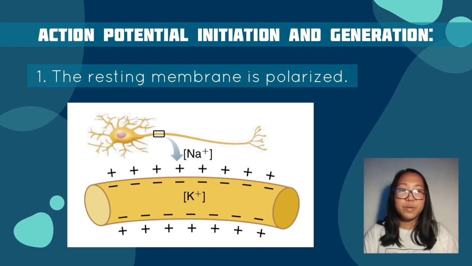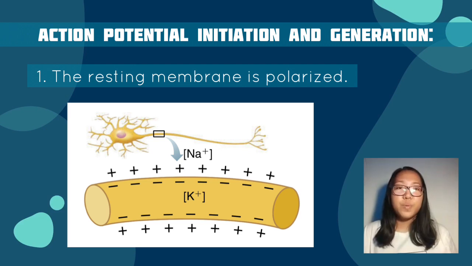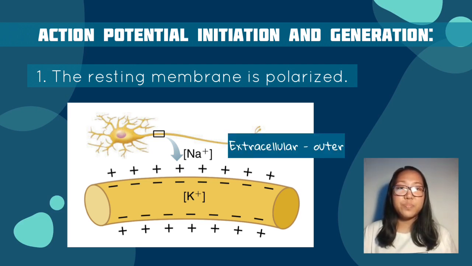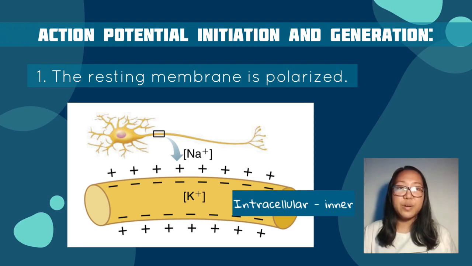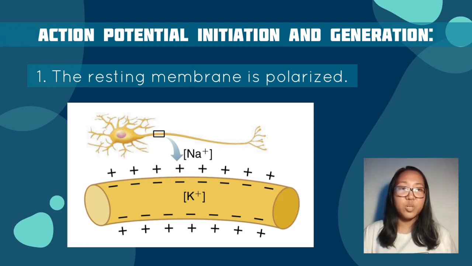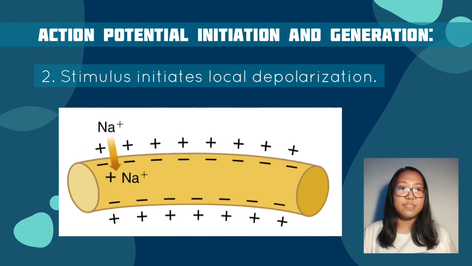The resting membrane is polarized. When a neuron is not actively transmitting a nerve impulse, it is in a resting state, ready to transmit a nerve impulse, where the extracellular or outer part of the neuron has the ion sodium, while the intracellular or inner part of the neuron has the ion potassium. The membrane is relatively impermeable to both ions.